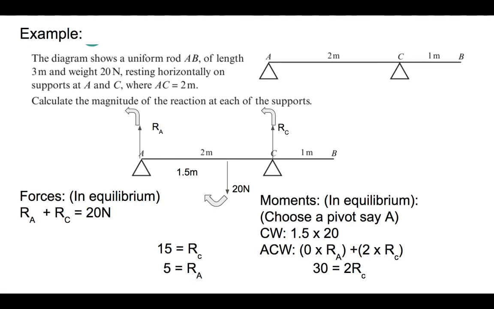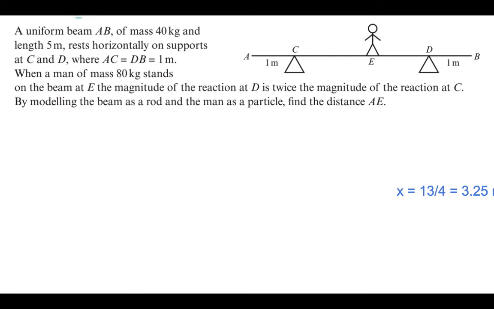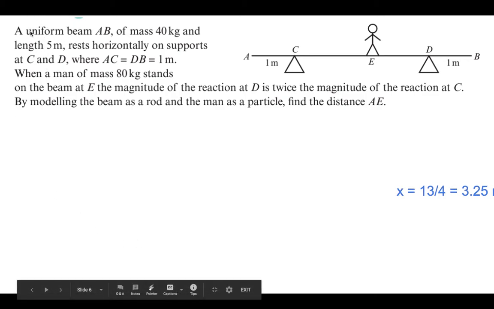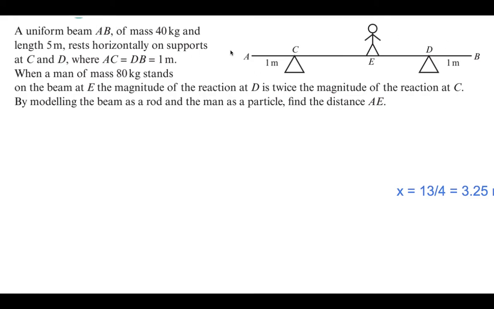Okay, last example I'm going to talk through. The answer's on there, just ignore that and I'll show you how we get there. So again, we've got a uniform beam. This time it's a beam AB, so A to B. It's got a mass of 40 kilograms, so remember the weight would be 40g, and a length of 5. So the fact that it's uniform and it has a length 5, that weight 40g will act directly in the middle, so it'll act 2.5 metres across that beam.